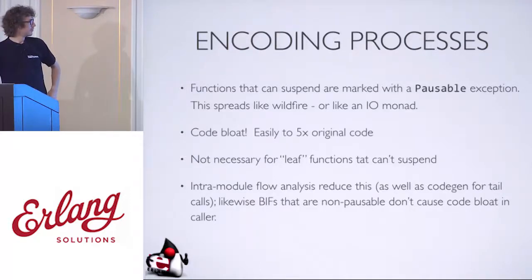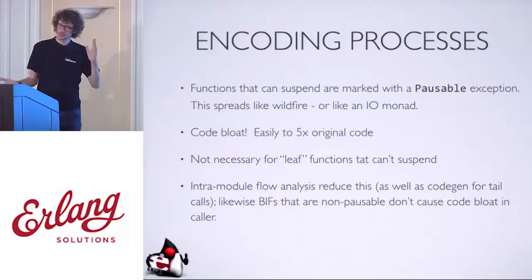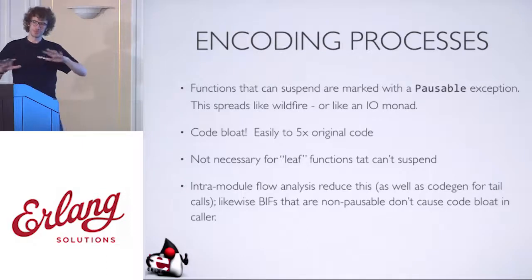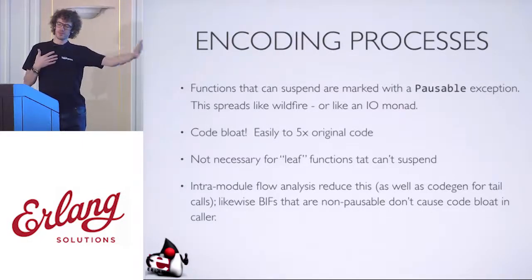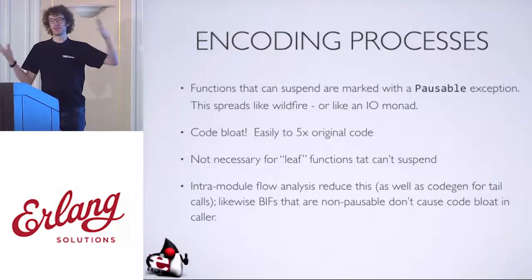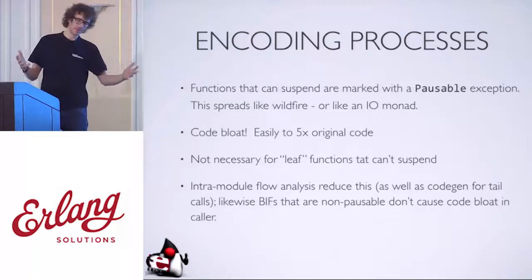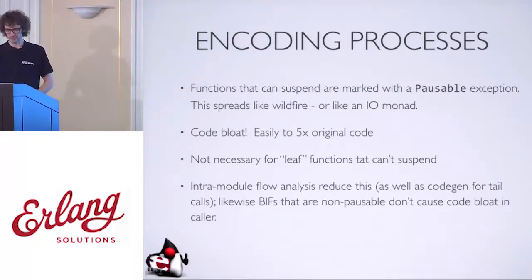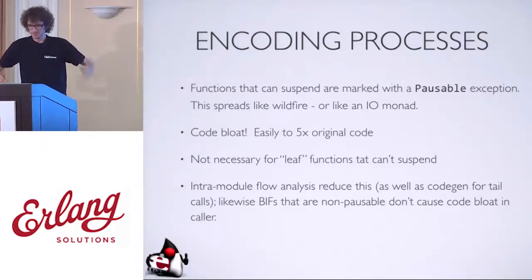And then part of the flow analysis at compile time is exactly to figure out how to reduce the amount of this bloat also, because the flow analysis figures out if a given function could be suspended if it calls something that could be suspended. So there's kind of an implication there. So that's the end of the code gen stuff.